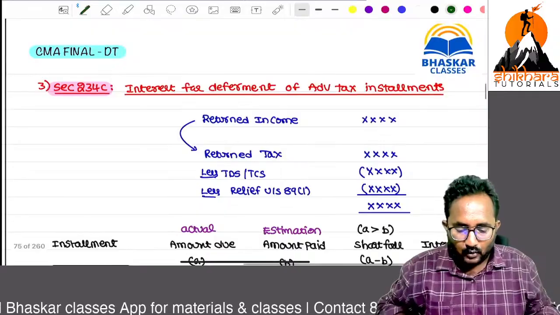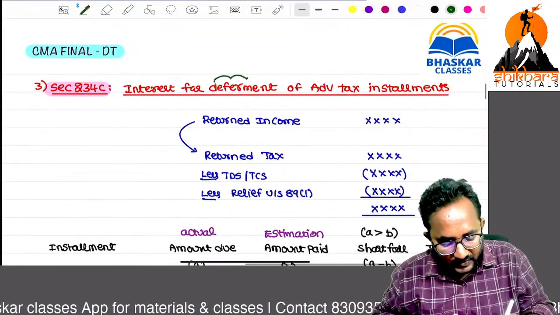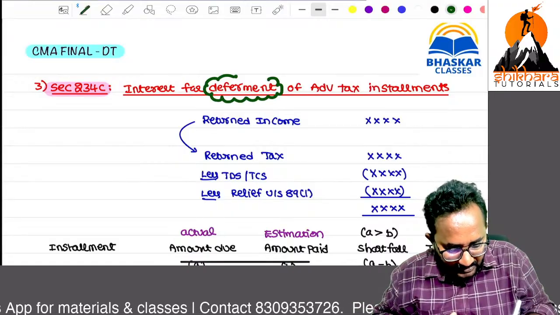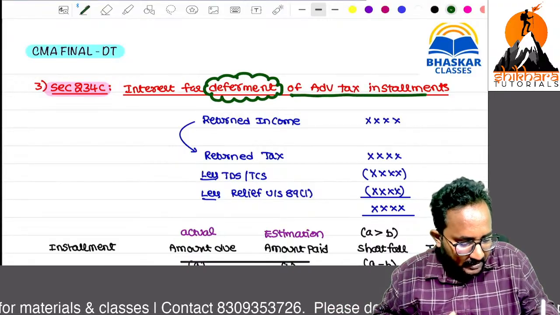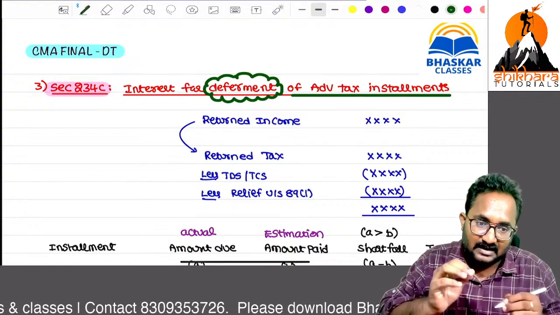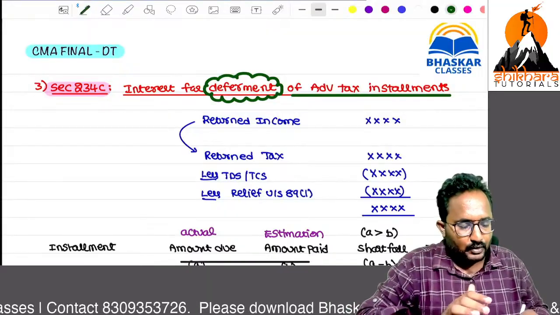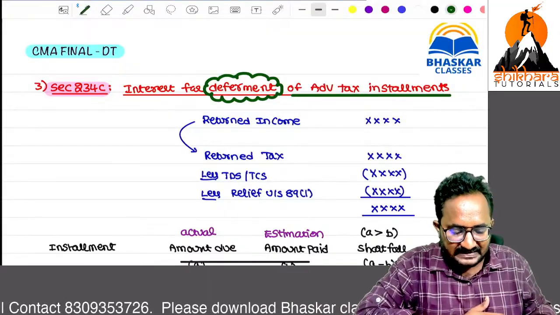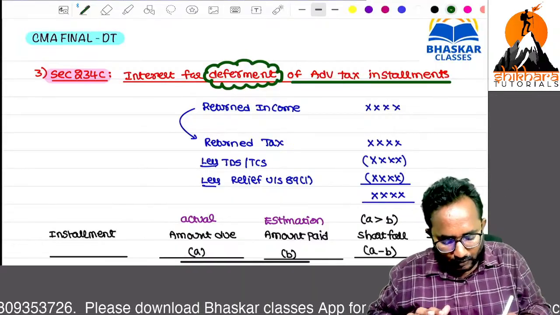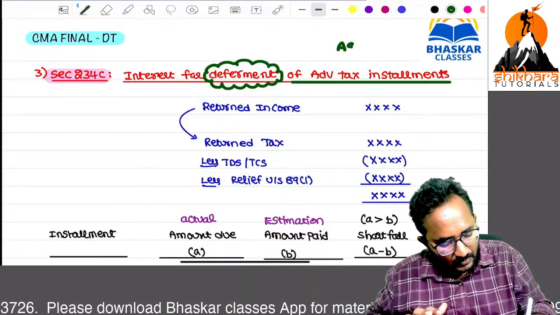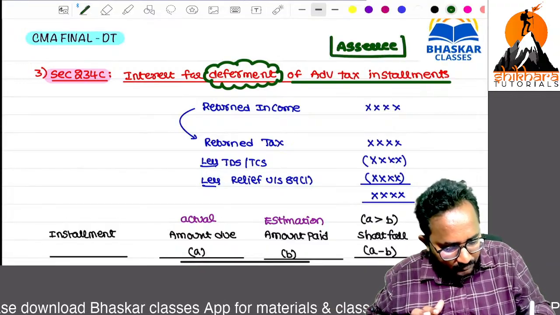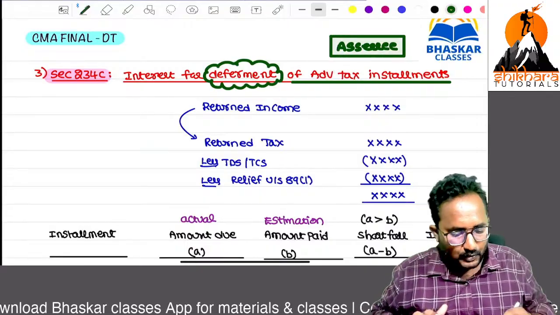Shall we start, ma? What is 234C? If you are deferring any advance tax installment, you are required to compute the interest for each installment. Shall we talk, ma? Yes. Remember, this should be computed by SSE only, sir. No need to recompute it by the AO. This should be computed by SSE only.